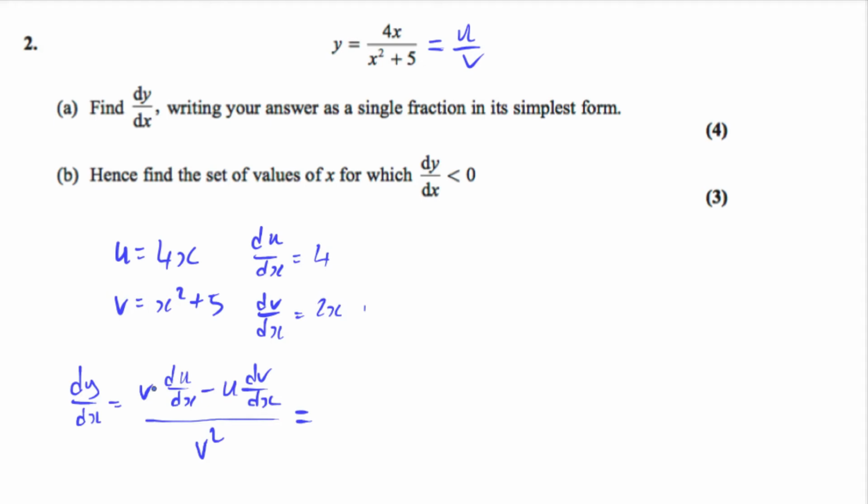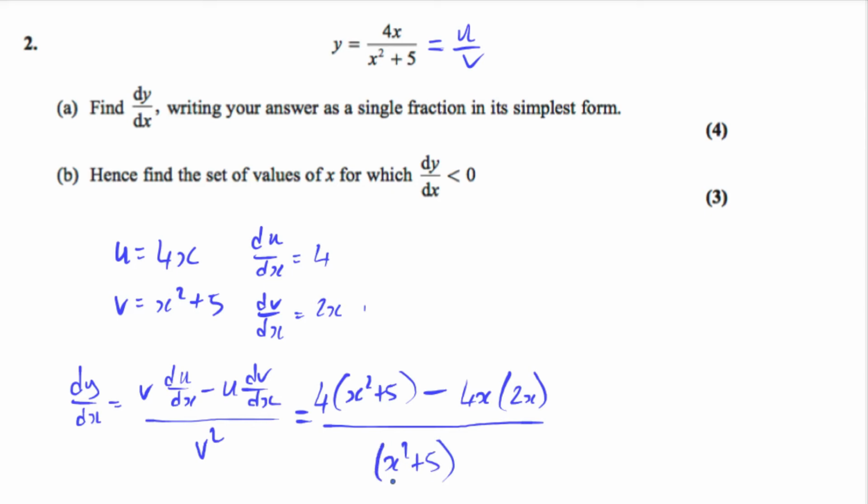So we have v, which is x squared plus 5, times du dx, which is 4, take away u, which is 4x, times dv dx, which is 2x. And this is all over v squared. V is x squared plus 5, so v squared will be this squared. Expanding the numerator gives us 4x squared plus 20 minus 8x squared.